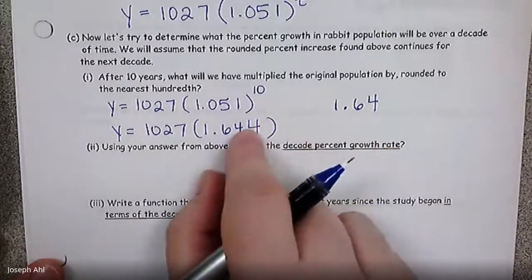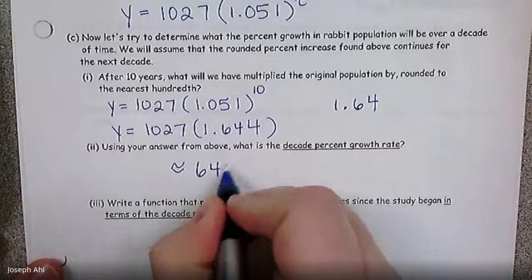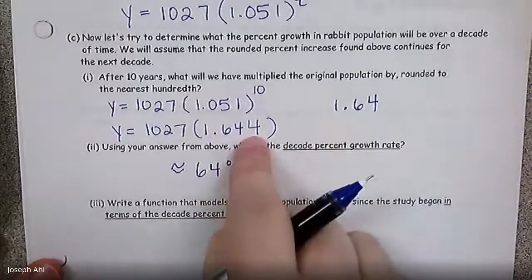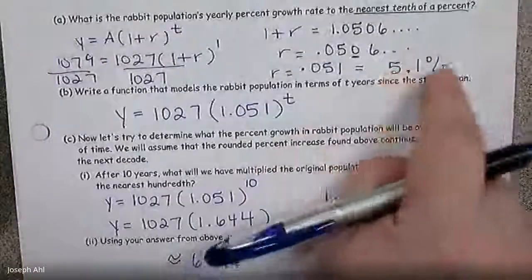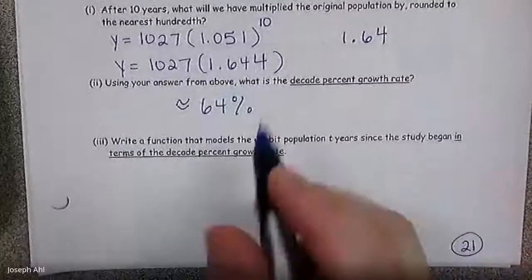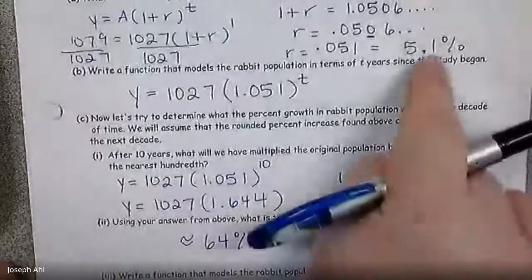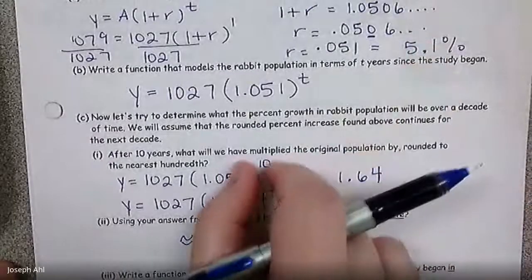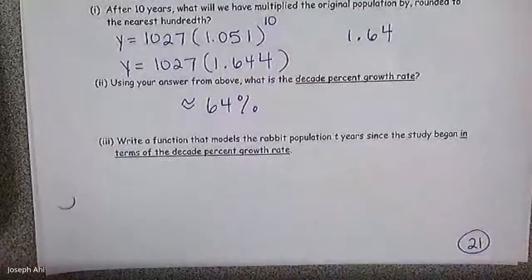Well, according to this model, the decade percent growth rate is approximately 64%. Right? It's 64, maybe even a little bit more than that. The yearly growth rate, annually, we're growing by 5.1%, but over the course of 10 years, we're growing by 64%. And notice how that's not just 10 times this rate right here. So we have to raise this rate to the 10th to figure out what that decade percent growth rate is.